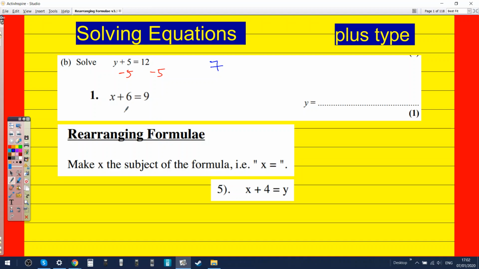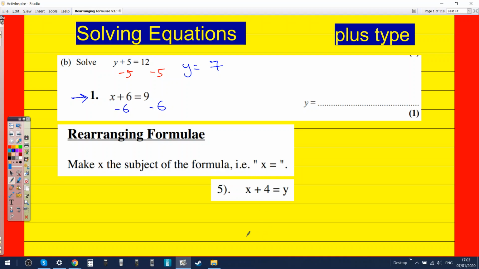Make X subject in the formula. This one here. So X is 3. Yeah. And so first one, subtract 5 from both sides. Second one, subtract 6 from both sides. And then how do we get this one down here?